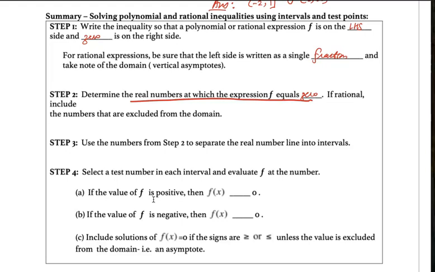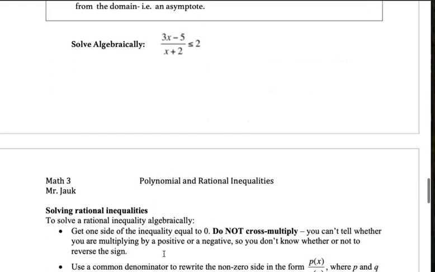Select a test number in each interval and evaluate it. If the value of f is positive, then f(x) is greater than 0. If f is negative, then f(x) is less than 0. Include solutions of f(x) equal to 0 if the sign is less than or equal to, unless the value is excluded, like an asymptote. So if there's an x-intercept at -3, I include -3.